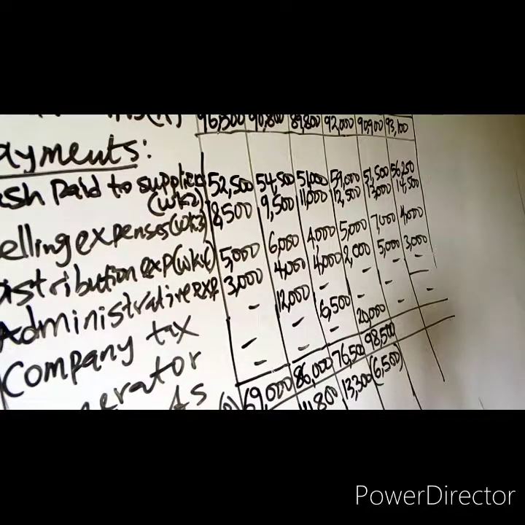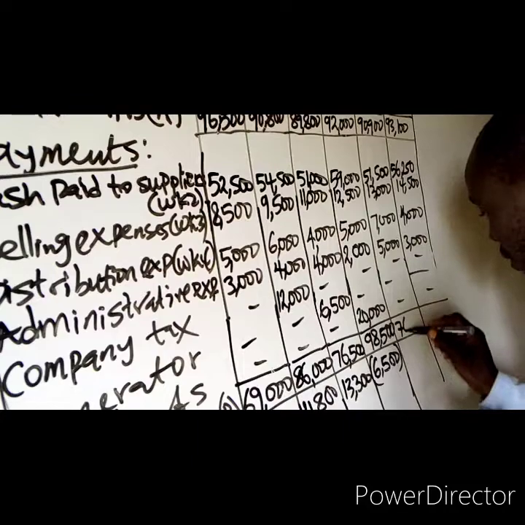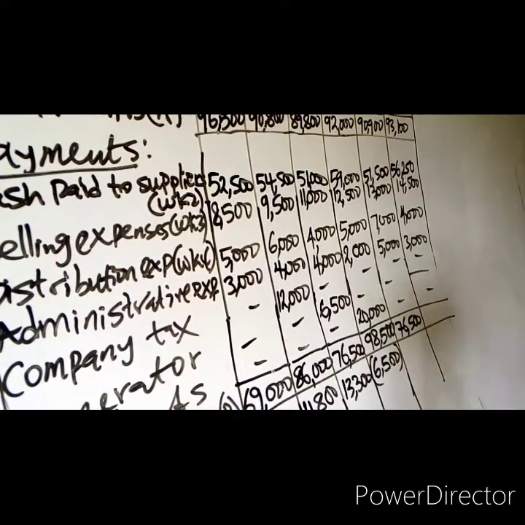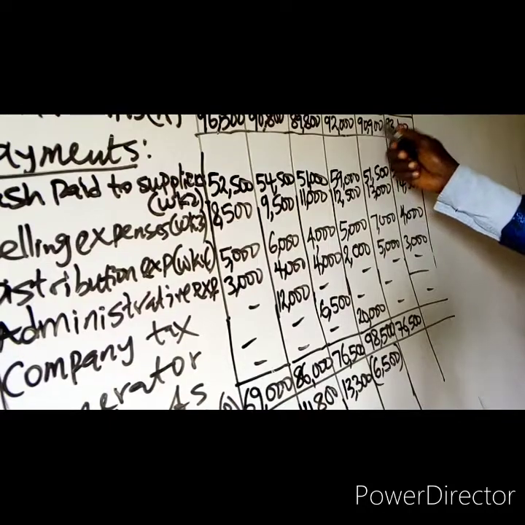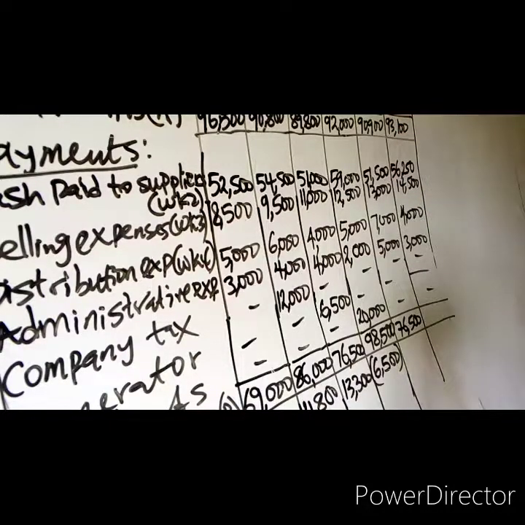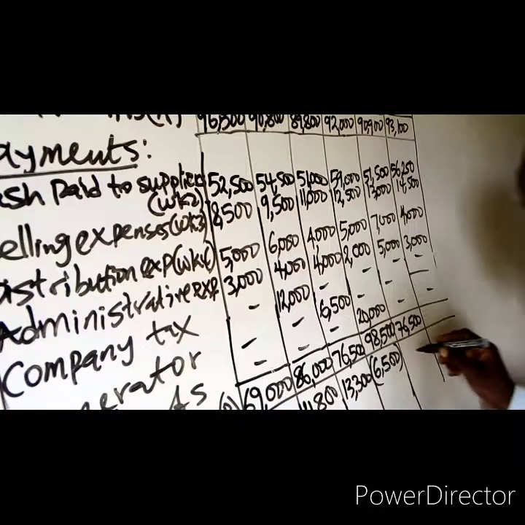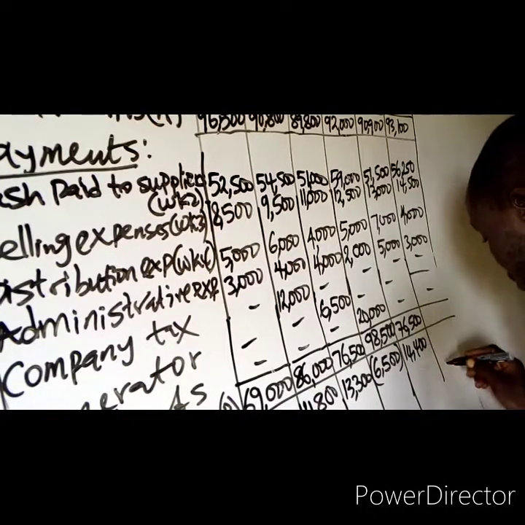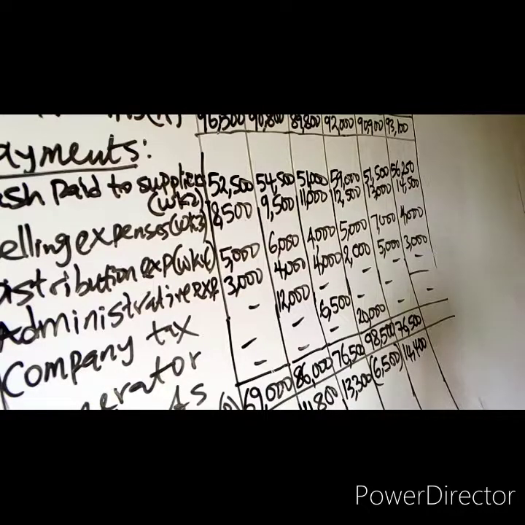Then for the month of May, we have 51,500 plus 13,000 plus 7,000 and plus 5,000. Then you have the total of 76,500. That is the total payment. You now subtract this payment from the receipt of 90,900. Then you have 14,400. 14,400.